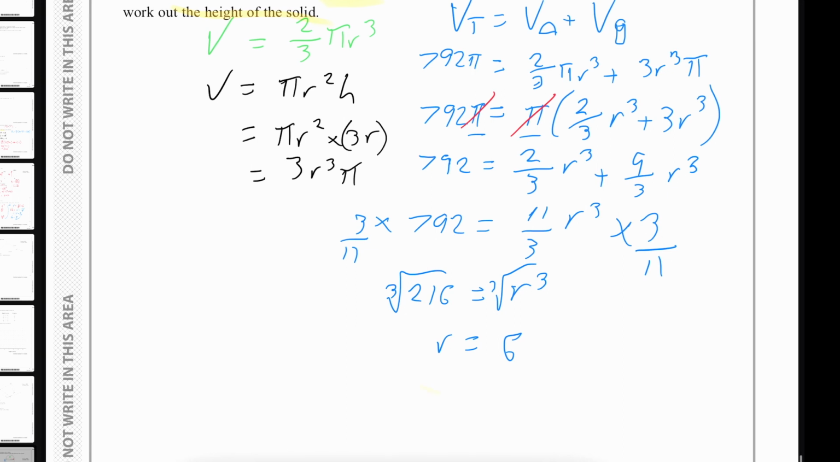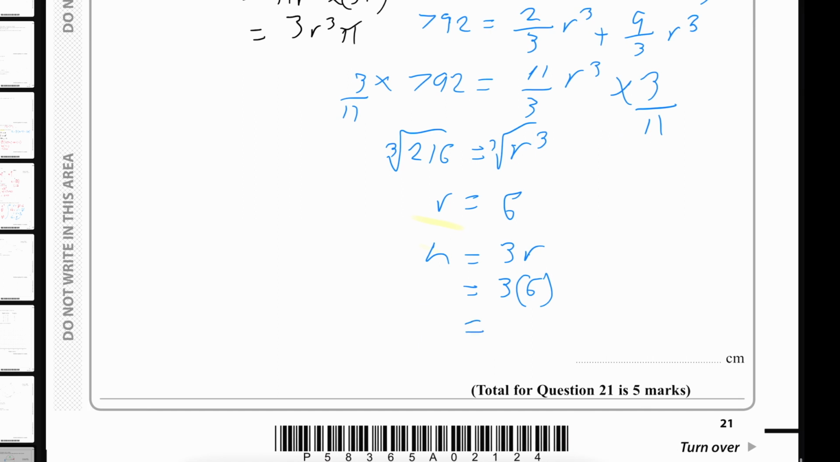But don't forget, they asked you to work out the height of the solid, and we have just got the radius, but they also told us it's in parts, so we know that the height is 3 times my radius, so 3 times 6, so my height is 18.